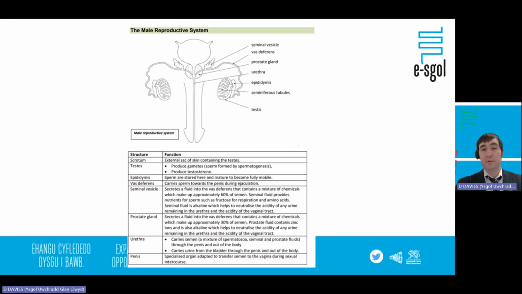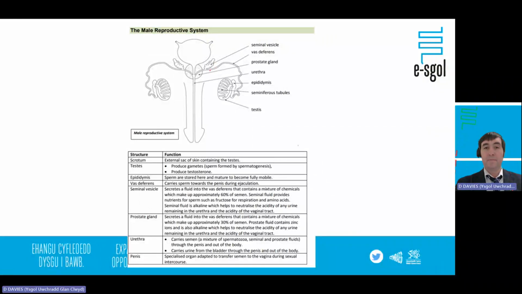Then you have a tube that goes from the testes all the way up around here, and that is known as the vas deferens. So the vas deferens is a tube that leads from the testis to the base of the penis. So when people have a vasectomy, it's that tube there that's tied off, basically. So vasectomy means the sperm won't get down the penis and cause fertilization.